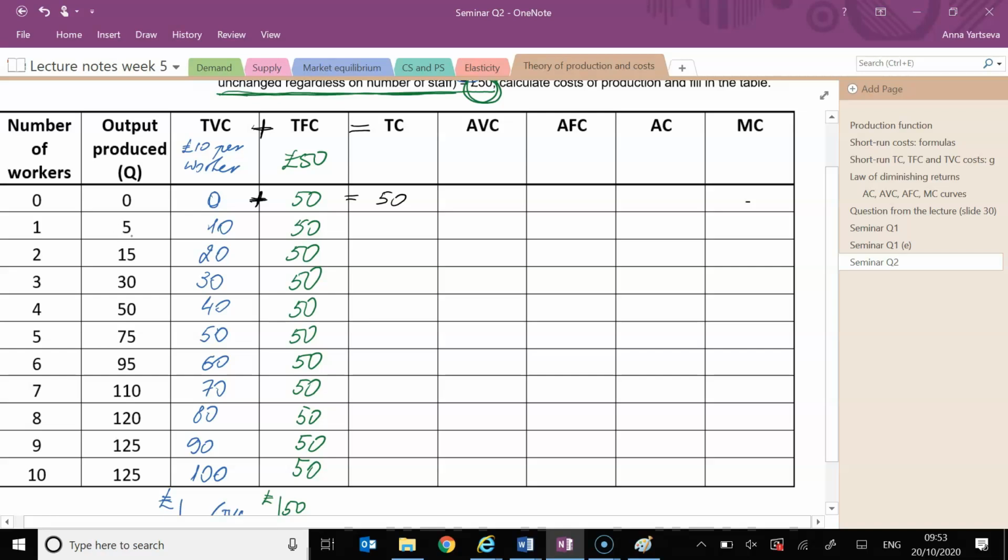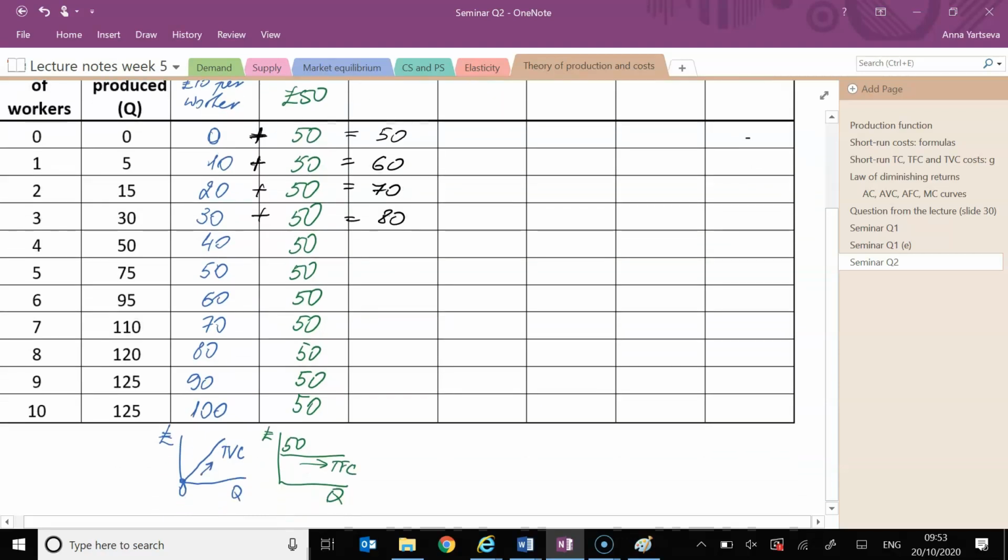When we produce at the next stage, 1 worker, 5 units of output, 10 pounds spent on raw materials and labor, 50 pounds on machinery, 10 plus 50, 60 pounds in total. Next, 20 pounds variable cost, 50 pounds fixed cost, 70 in total, and so on. And we continue with the rest. So strictly speaking, what you can notice here is that you take variable cost and add 50 pounds on top. So it will be the amount spent on variable cost plus 50 pounds.